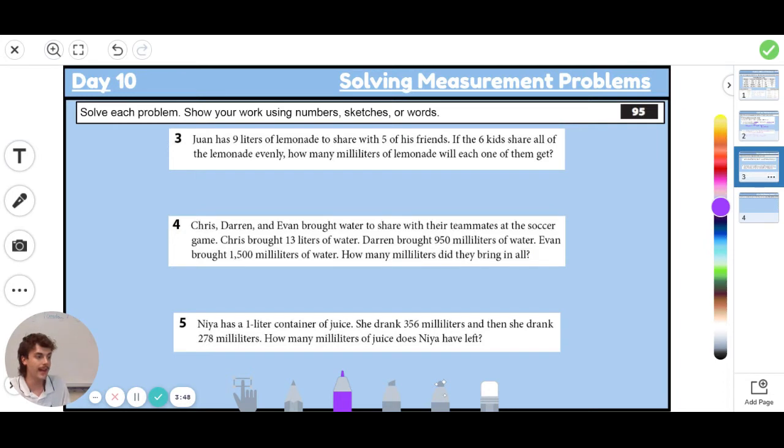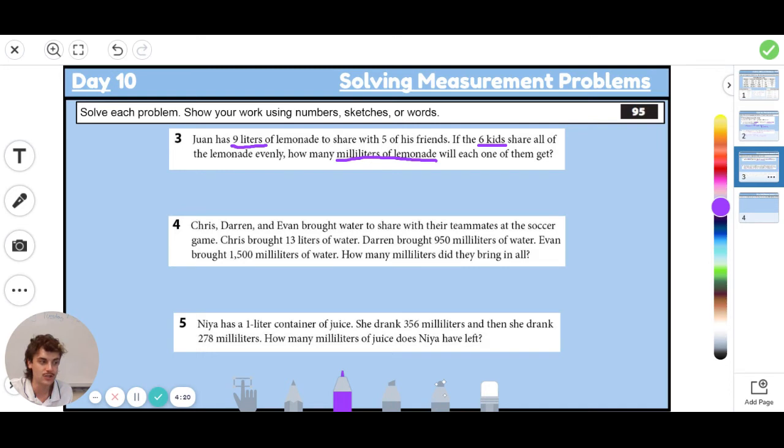It says, Juan has 9 liters of lemonade to share with 5 of his friends. If the 6 kids share all of the lemonade evenly, how many milliliters of lemonade will each one of them get? Okay, so now we have our first problem where we start with 9 liters across 6 kids, and the question is asking us, how many milliliters of lemonade will we get?